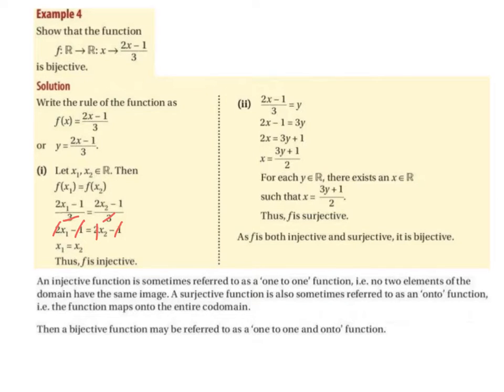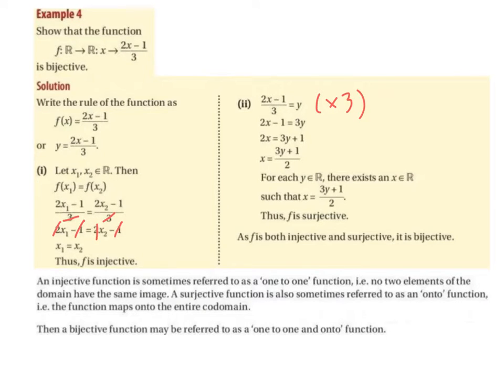Part 2. (2x minus 1) over 3 is equal to y. So this was the rule of our function. Now we want to rearrange to get the x to be the subject of the formula. So we start by multiplying both sides by 3 to get rid of the divide by 3 part. So we get 3y on the right and 2x minus 1 on the left. So what we did was we multiplied both sides by 3.